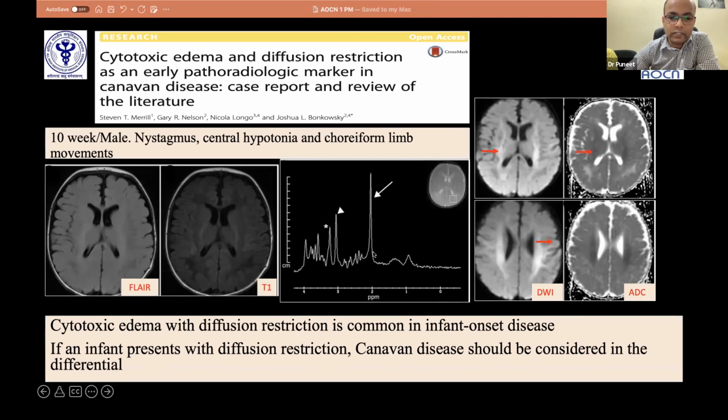On the MRS, there was an NAA peak, and the areas which appear hyperintense on the FLAIR are showing diffusion restriction. So they have proposed that cytotoxic edema with diffusion restriction is common in infantile onset Canavan's disease. And if an infant presents with diffusion restriction, Canavan disease should be considered as one of the differentials.